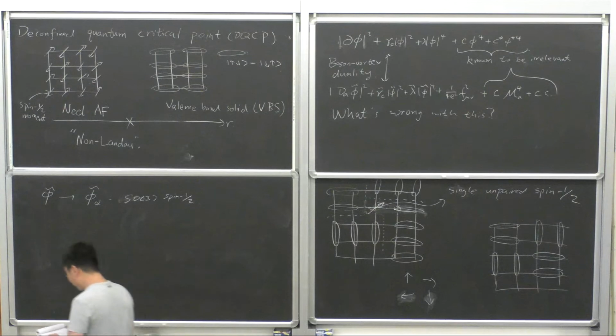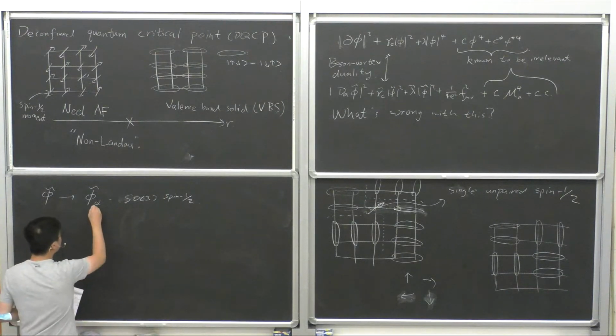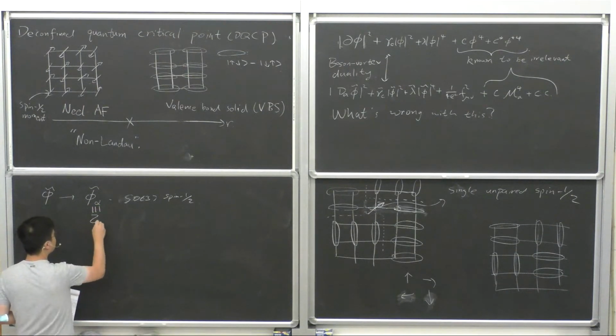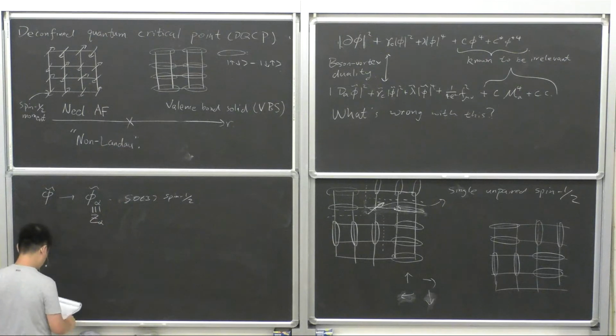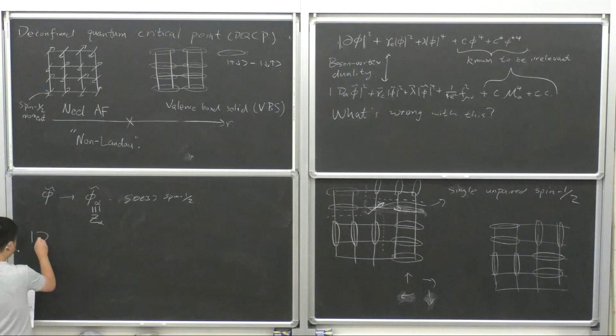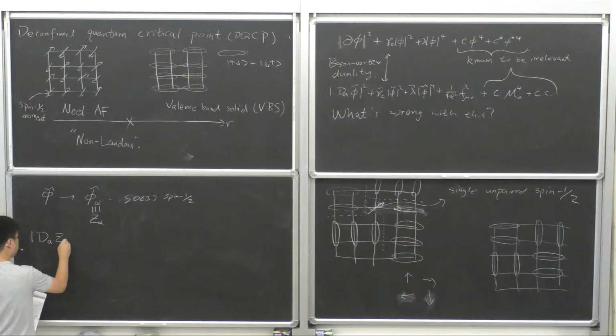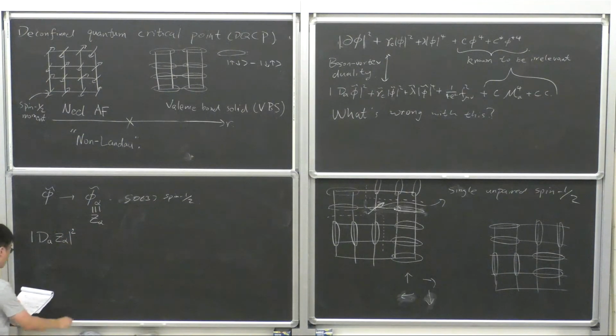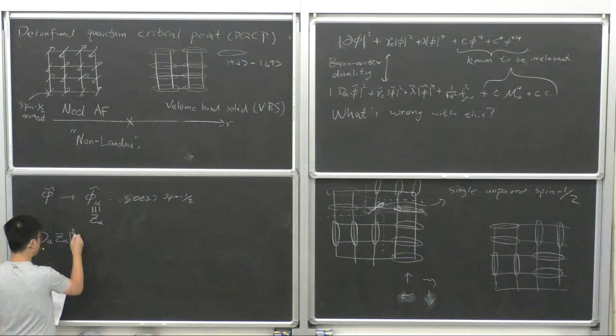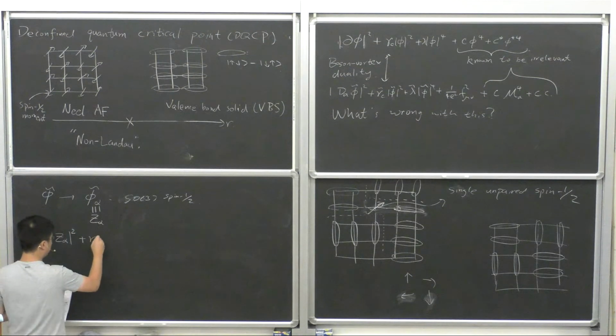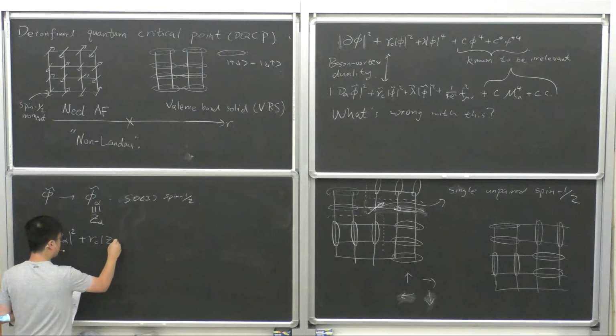And now let me change notation a little bit. Instead of calling this phi tilde, let me just call it Z alpha. It's just a name change. And then write down the theory. So it's a U1 gauge theory, but now coupled to a two-component complex scalar. Again, with a fine-tuned mass term.